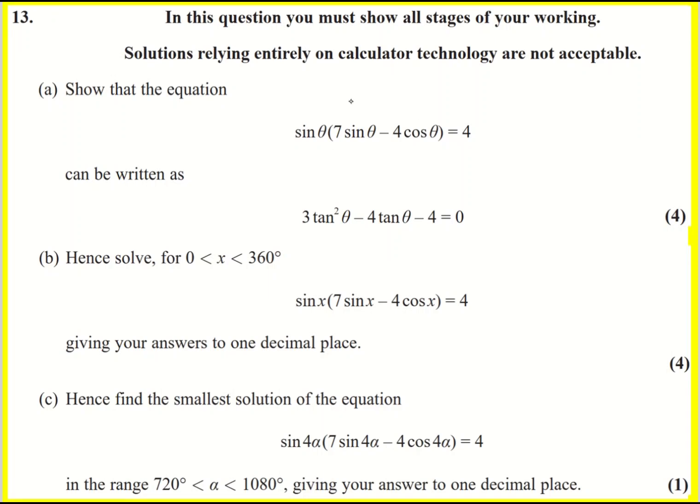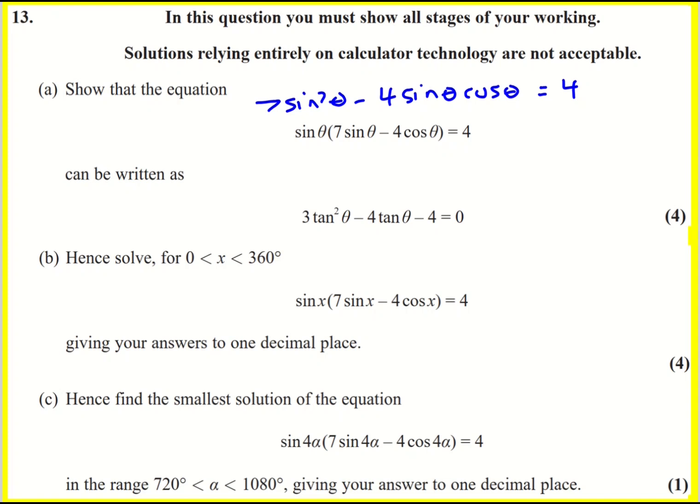Rather awkward trig equation here. We're asked to show that it can instead be written as a hidden quadratic in terms of tan. So the first thing I'm going to do is expand it to give me 7 sine squared theta minus 4 sine theta cos theta equals 4. I can't really avoid it at this point.